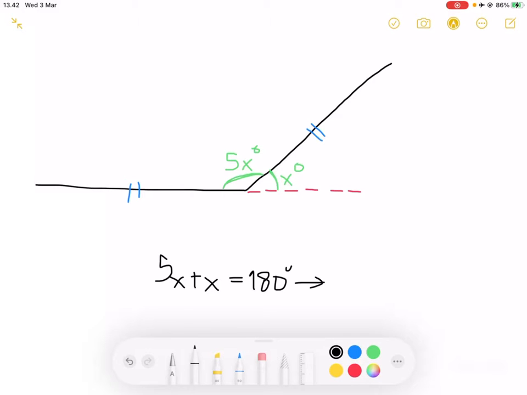And quickly solving this, we get x equals 30 degrees. So that means the exterior angle is 30 degrees and the interior angle is 150 degrees. I'm just going to write that real quick.